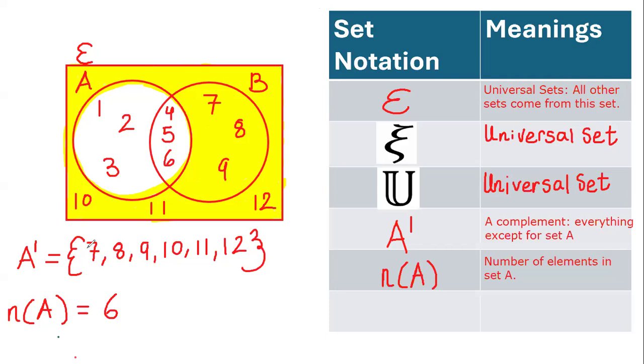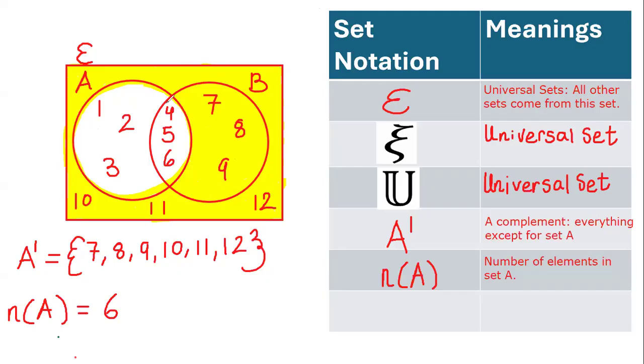I got you. Mark, read what it says for A complement. Everything except for set A. Which means if you look at the diagram, what part do we have shaded? Everything except for what? A. Except for A. So what are the elements that are in A complement?